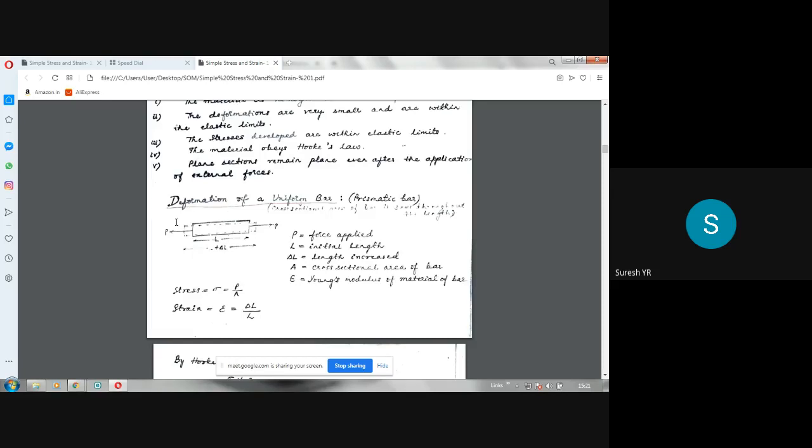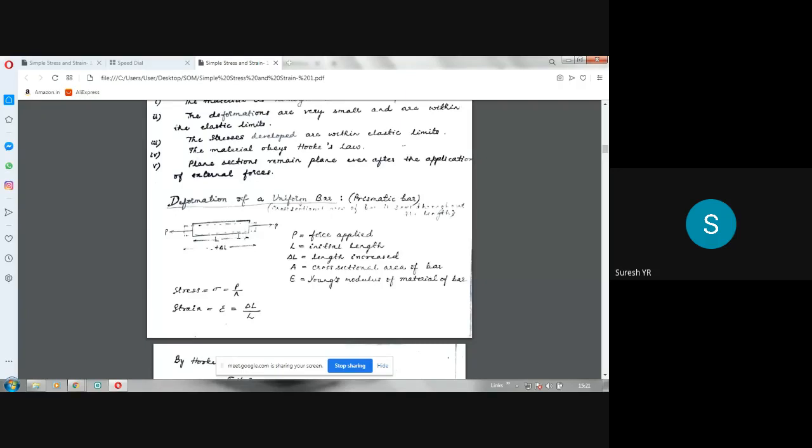Now let us see how we can calculate the deformation, meaning extension. Suppose it is a tensile force; here in the derivation I have taken P as a tensile force acting away from the bar, you can see here. So when tensile force is applied, naturally tensile stress will develop within the body. How to calculate the tensile stress? This P divided by the area of the bar, the cross-sectional area of the bar, will give the tensile stress.